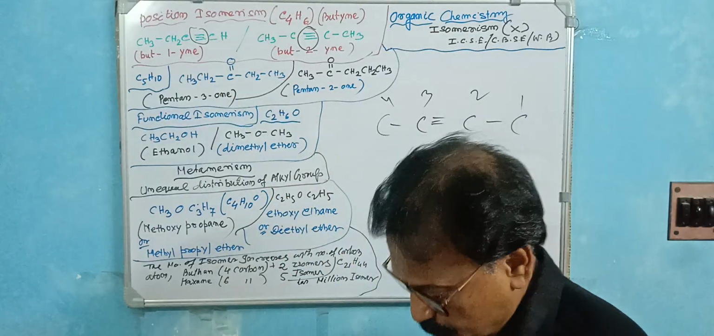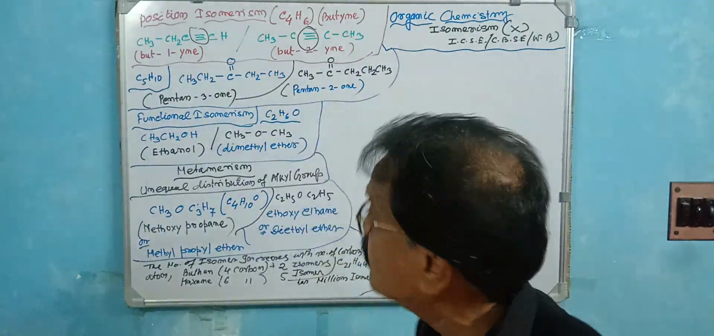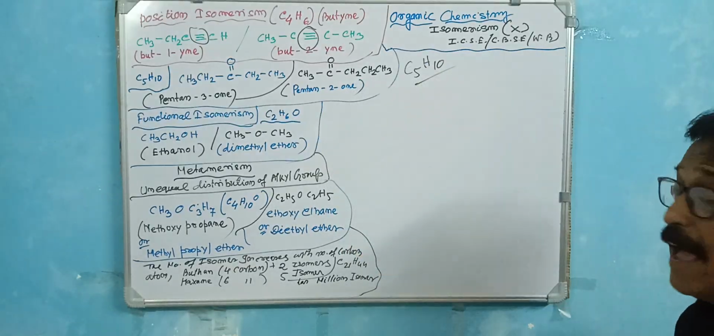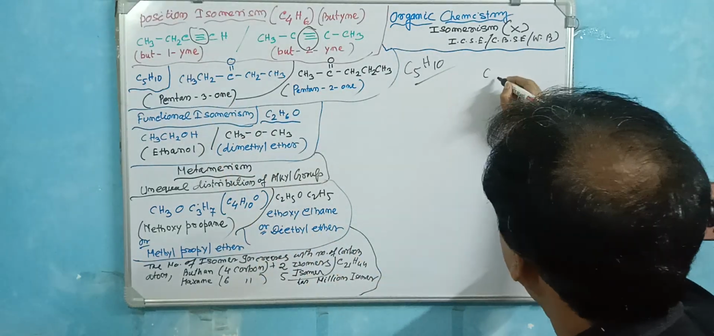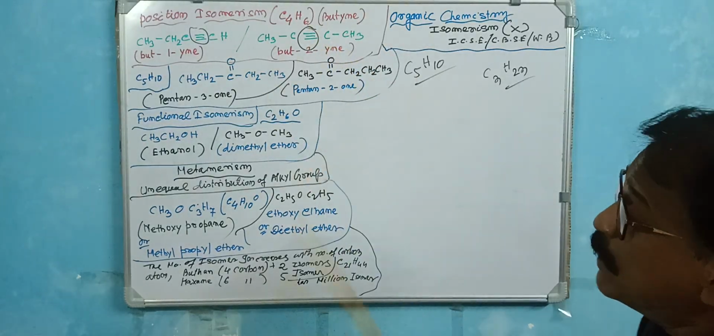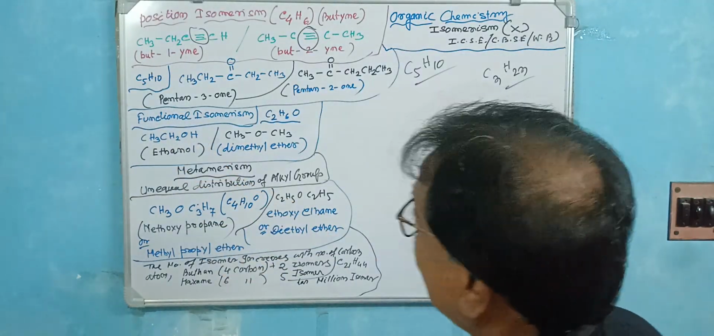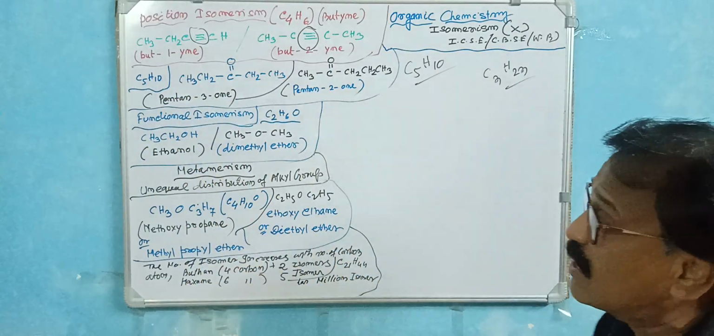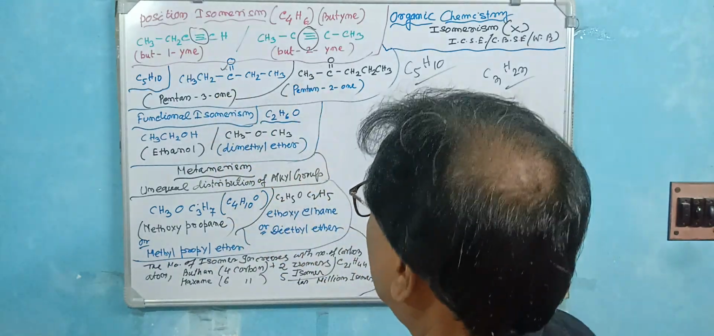Now here is another position isomerism. Here the formula is C5H10. Actually CnH2n, the double bond. Here was the triple bond, here is the double bond. The bonding position is different. Pentene: pent-1-ene and pent-2-ene. What is the actual structure? The double bond is here.